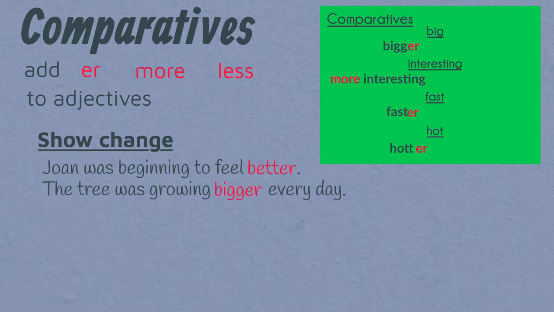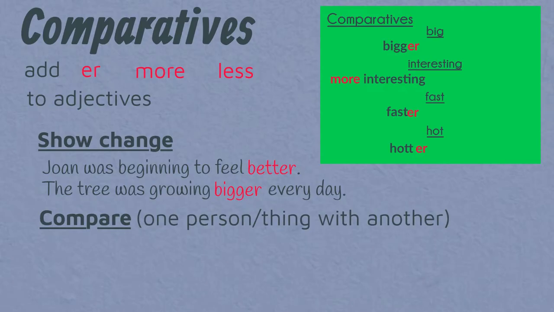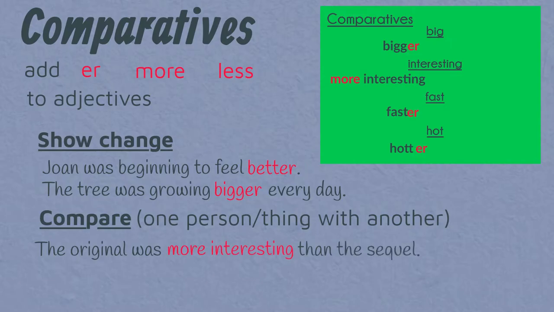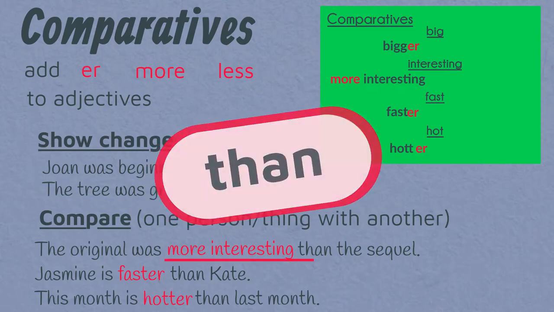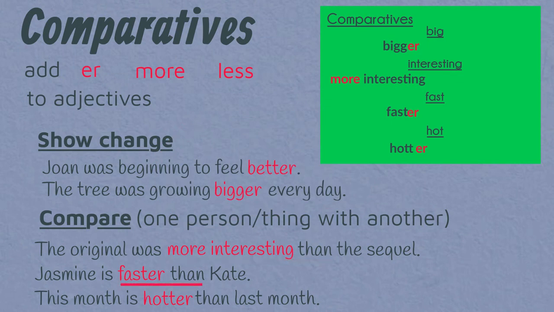Comparatives are also used to compare one person or thing with another person or thing. For example, the original was more interesting than the sequel. Jasmine is faster than Kate. This month is hotter than last month. When we compare one noun with another noun, we use the word than. More interesting than, faster than, hotter than.